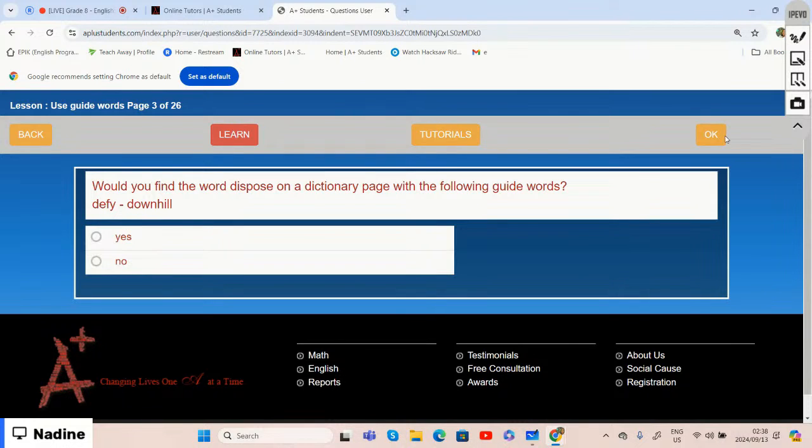Which word will we find on the page with the guide words defy and downhill? Defy and downhill. Is it yes? Oh no, sorry. Would you find the word dispose on a dictionary page with the following guide words defy and downhill? Will dispose be between defy and downhill? Will I be between E and O? Yes or no?